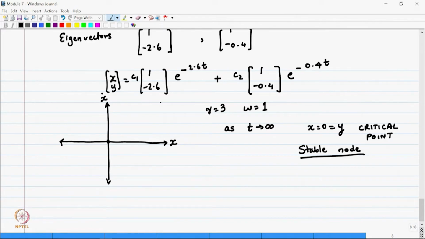Do they go this way? Do they go this way? Do they go this way? How do they go? Now, in order to do this, we have to look at the relative values of x and y.